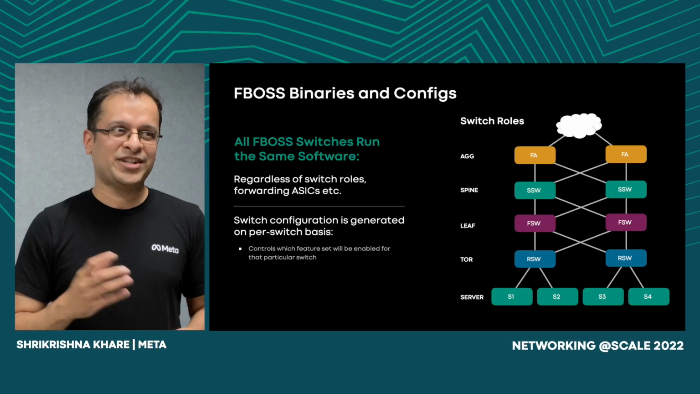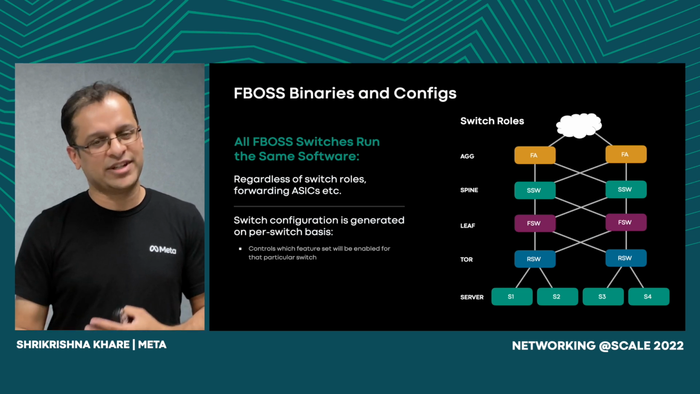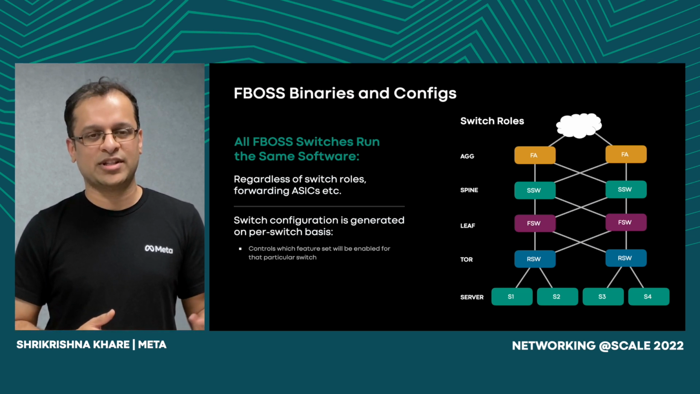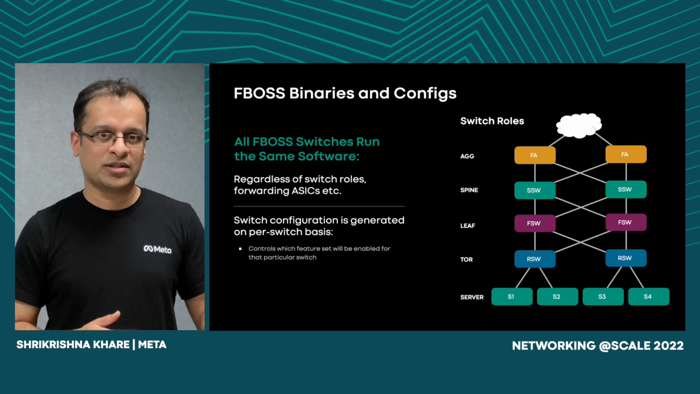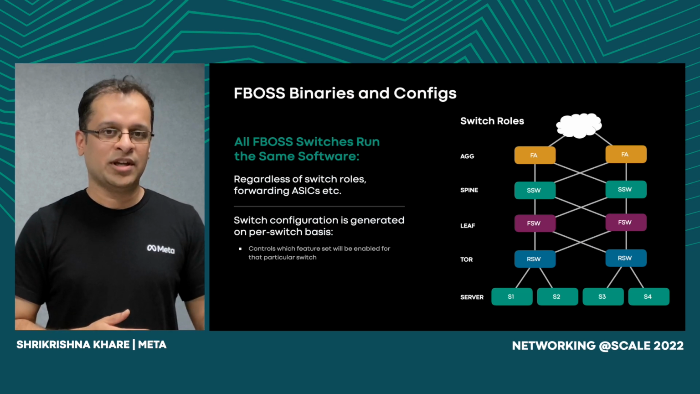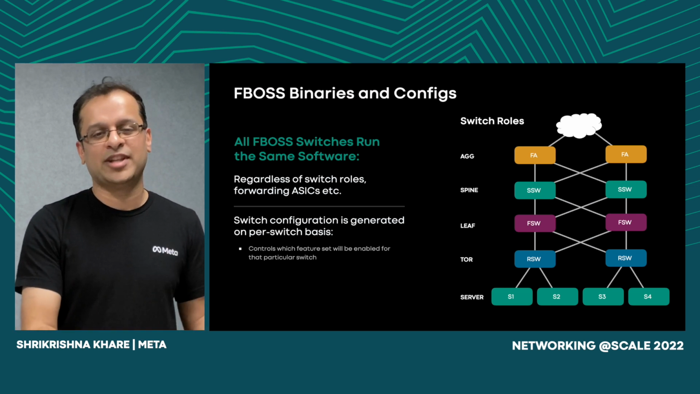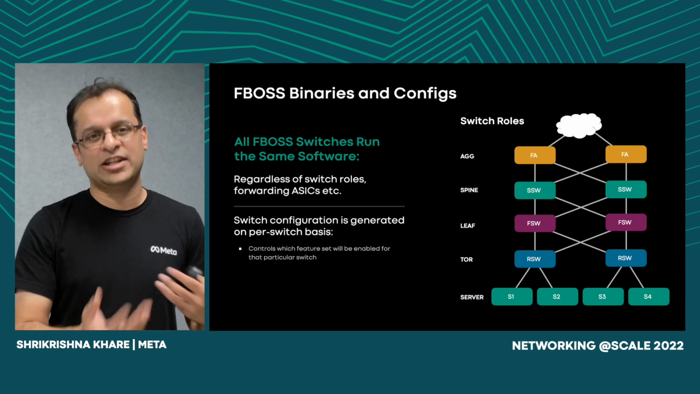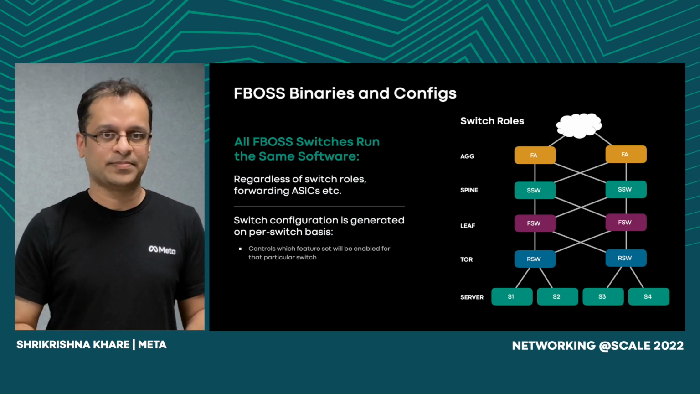But of course, the feature requirement for each of these roles is different. And the way we solve this is by generating config that is unique to each and individual switch. And when the Fboss binaries come up, they read this config and selectively enable and disable different features.